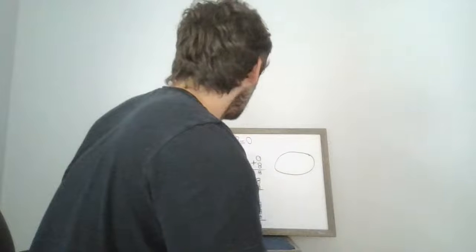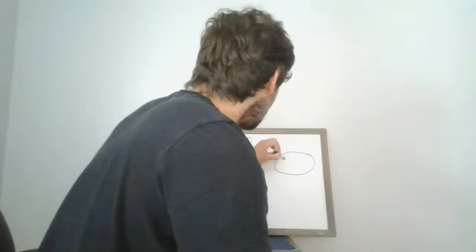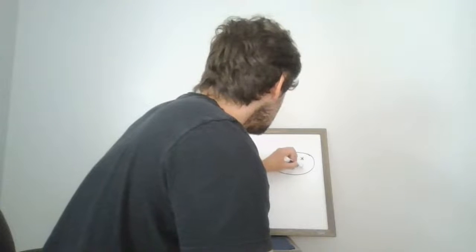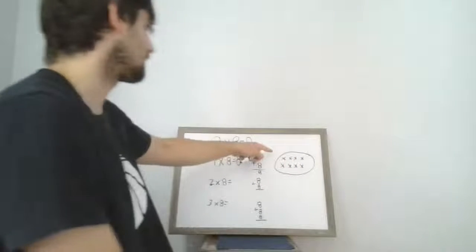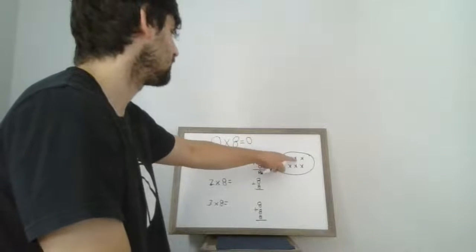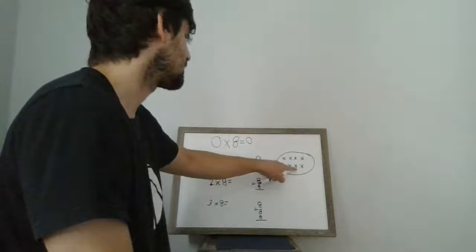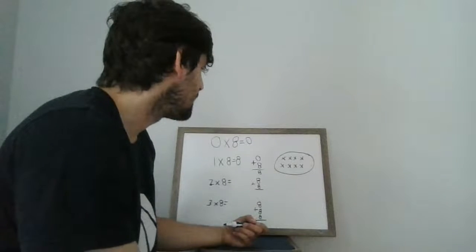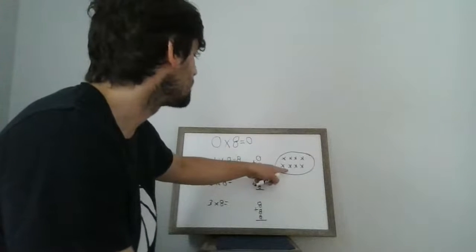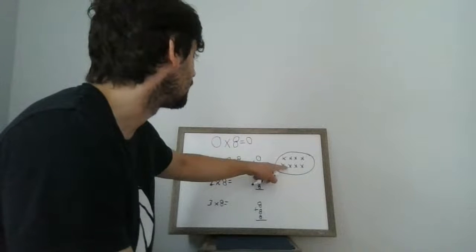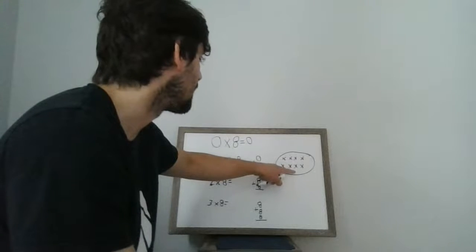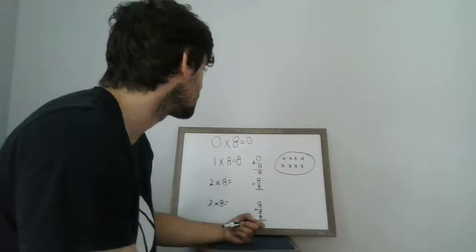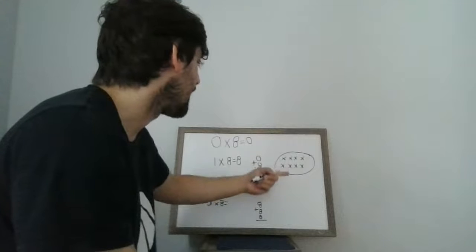So one group of 8. So draw a circle, put 8 x's in the circle, and count the total number of x's. So I have one group of 8. So I'm going to count the total number of x's. 1, 2, 3, 4, 5, 6, 7, 8. Now, if you're going to do a picture strategy like this, make sure that you space out the x's or dots or whatever you're using within the circle. The biggest mistake students usually make with this is they'll bunch up their x's and they'll miscount.